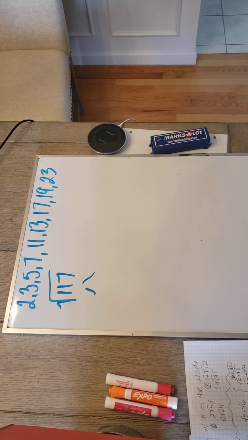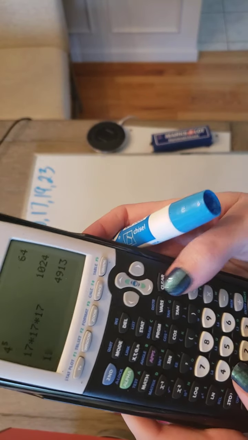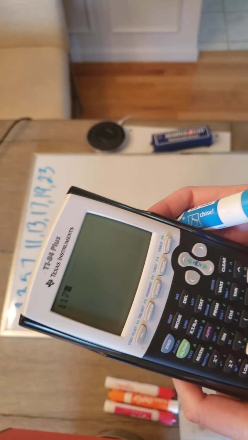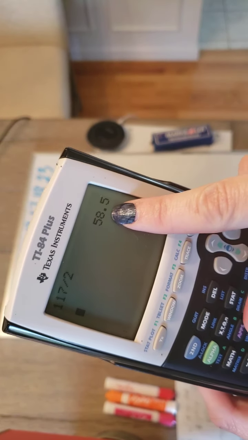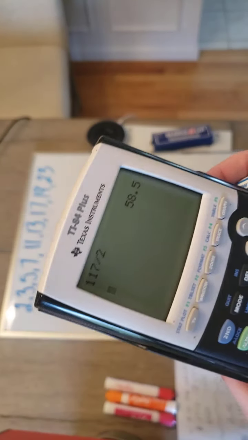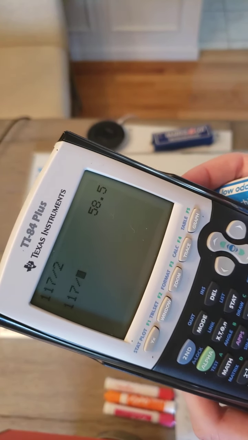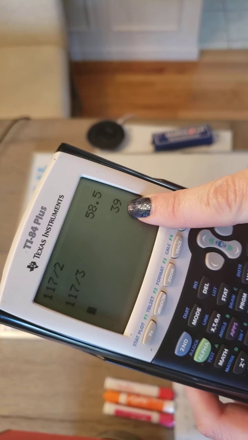So again, I have no idea what goes into 117. Well, I kind of have an idea, but I'm not positive. So if you have no idea, start with your first prime number. Is 117 divisible by 2? No, it is not because we get a decimal. So move to your next prime number. Is 117 divisible by 3? Yes, it is. We have 3 and 39.